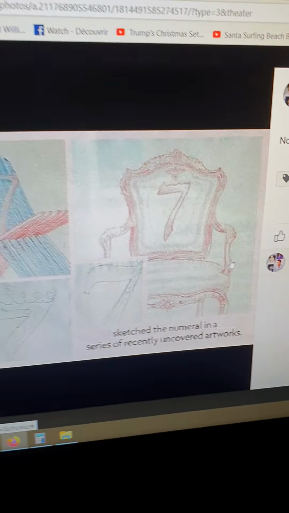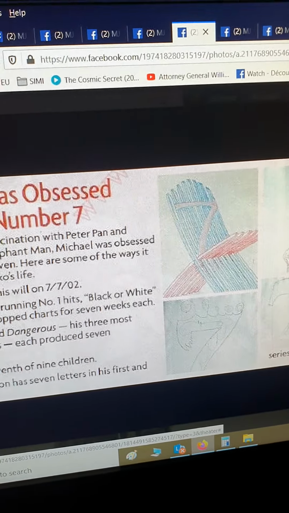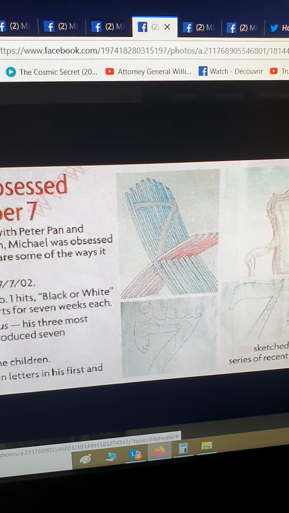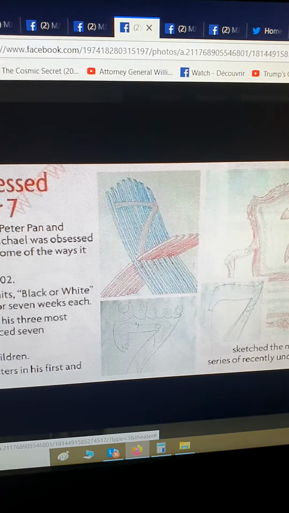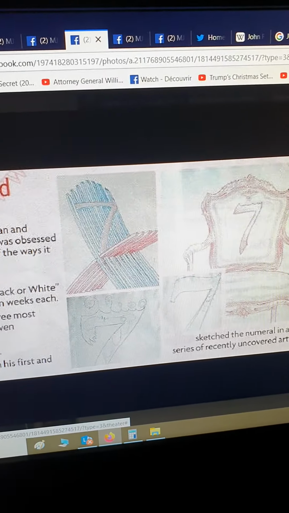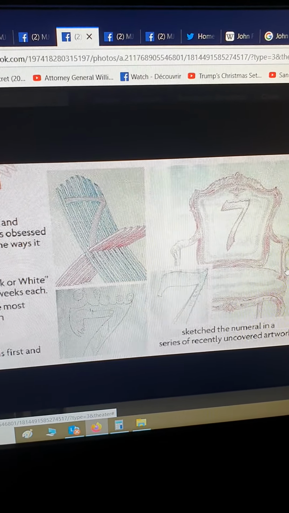Can this be a coincidence that Murray was actually sitting on a chair with number 7? Can this be a clue that Dr. Murray is involved in the hoax? Therefore, Michael is alive, and Dr. Murray never killed him with a high dose of propofol, as the official story goes.